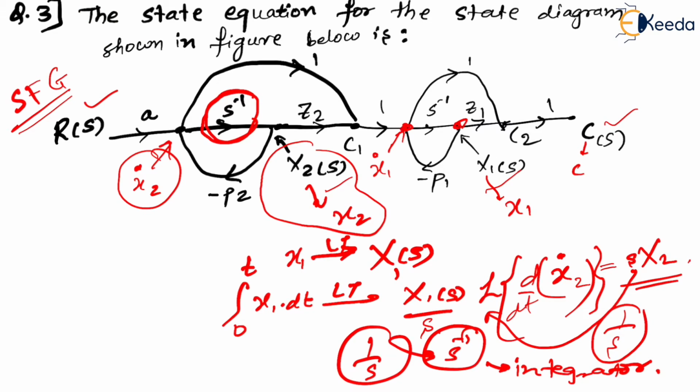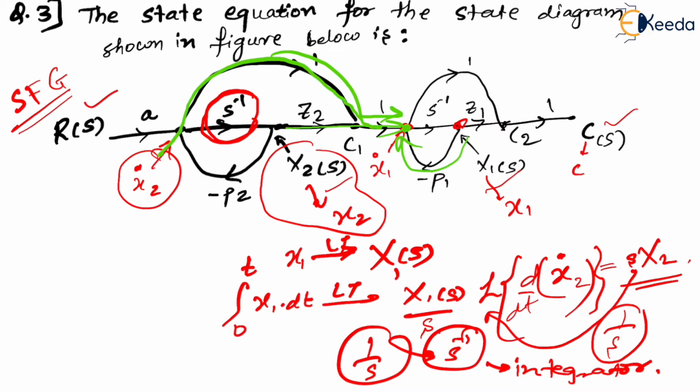At node x1 dot, what is happening? One signal is coming from here, one signal is coming from here, and one signal is coming from here, which means all are incoming. So in SFG we have seen how to write the node equations. If it is x1 dot, then incoming is this one.